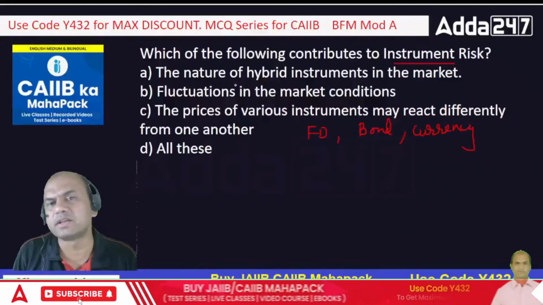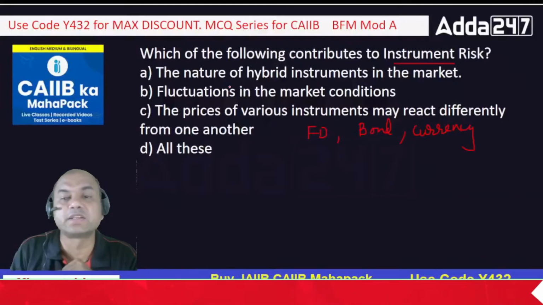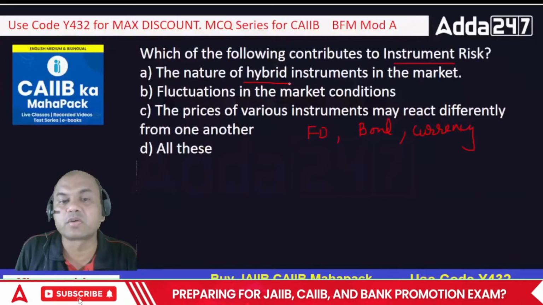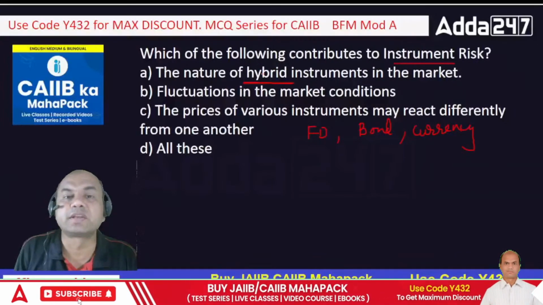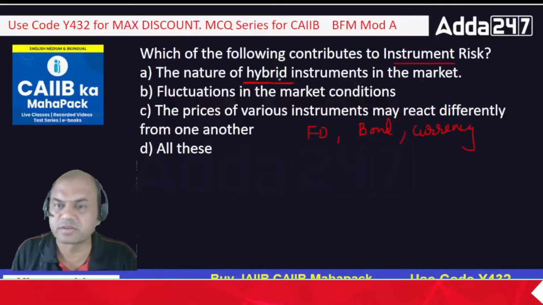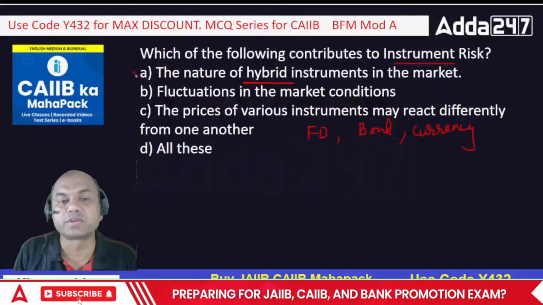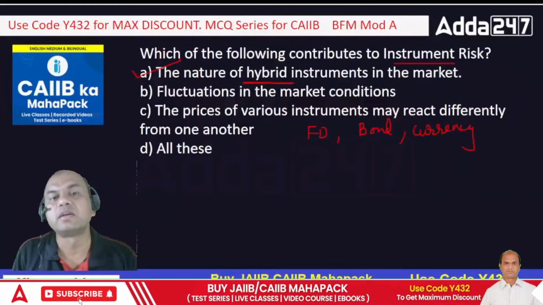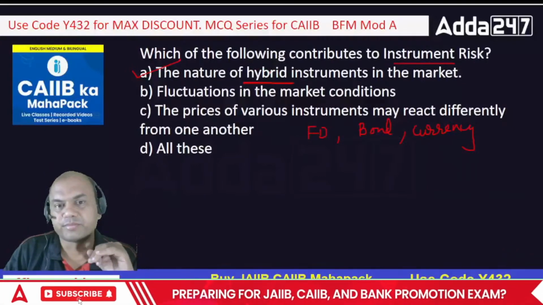So what can be the answer? What do you think is the answer over here? The nature of hybrid instruments in the market. Hybrid means what? Equity can be converted to debt, debt can be converted to equity. That is called hybrid, meaning risk can be converted to lesser risk. Okay, so that is the point. Which of these contribute? If I have some hybrid instrument, that instrument is very less likely to fail.